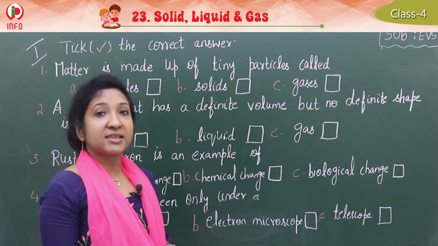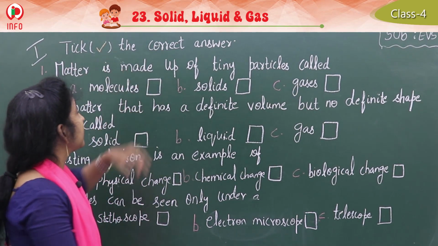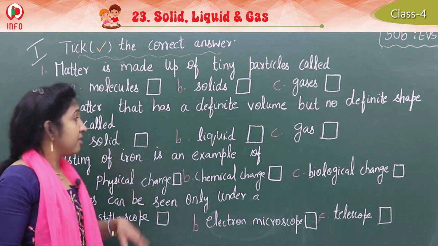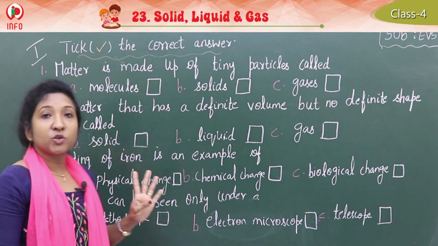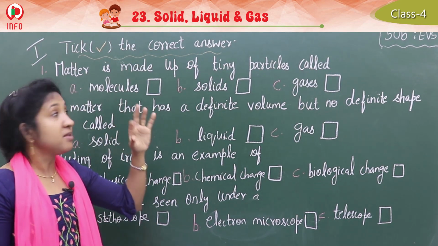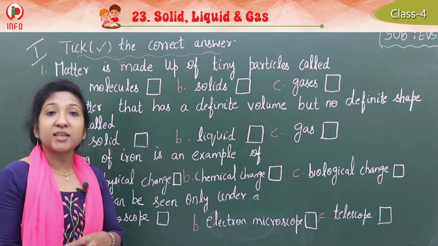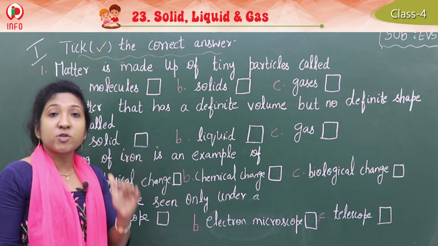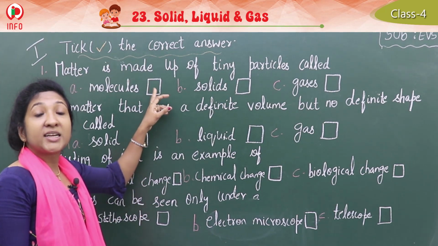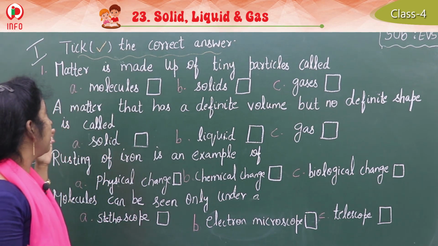So the first exercise in the workbook is exercise 1. Tick the correct answer. You have to tick the correct answer. Four questions are there. Each question has 3 options: option A, option B, option C. Read the question, check the correct option. Which option is correct? There you can give a tick mark in the square box. Okay? Yes. So coming to the first one.